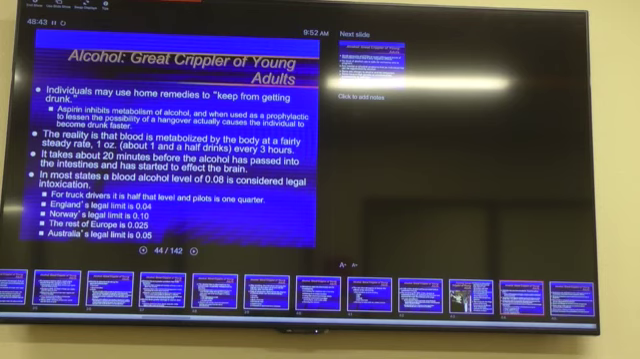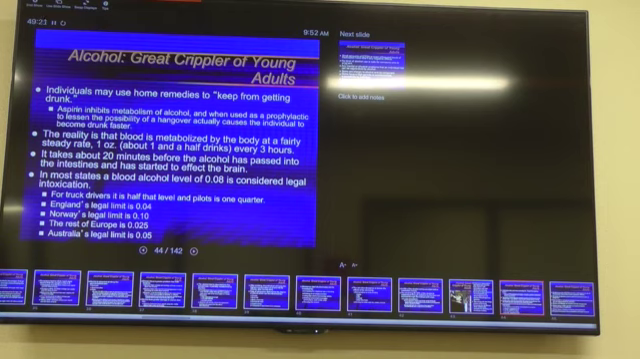The reality is the alcohol is metabolized by the body at a fairly steady rate, about 1 ounce every 3 hours. That's about 1.5 drinks, so you can get rid of one drink, 1.5 beers, in about an hour, so you're okay. As long as you're going kind of slow, then you're not going to get that drunk. It takes about 20 minutes before the alcohol is passed into the intestines and has started to affect the brain. So if we're talking about time, you don't even start metabolizing the alcohol until it's been in your system for about 20 minutes.